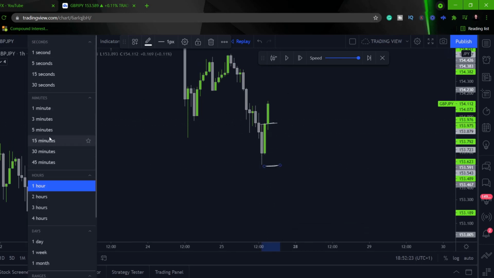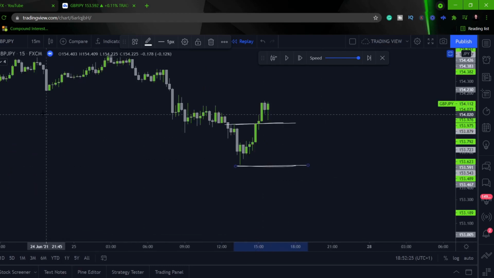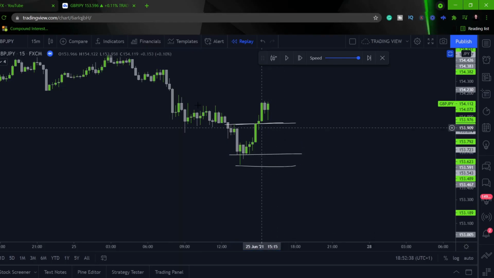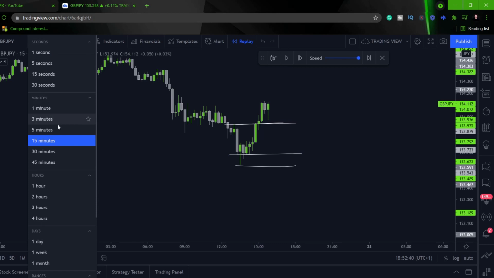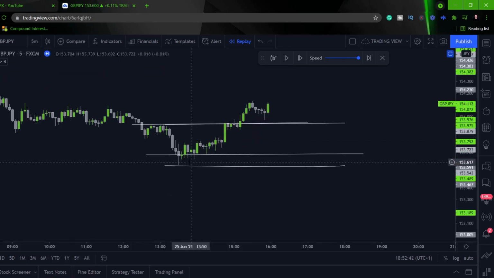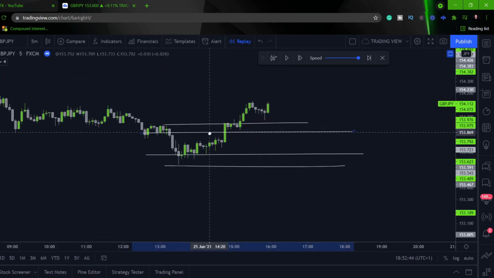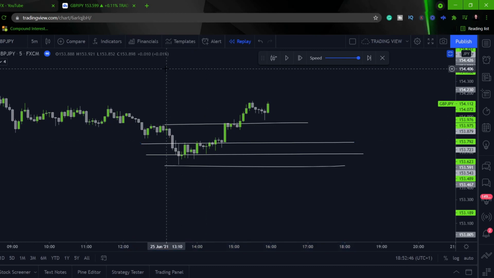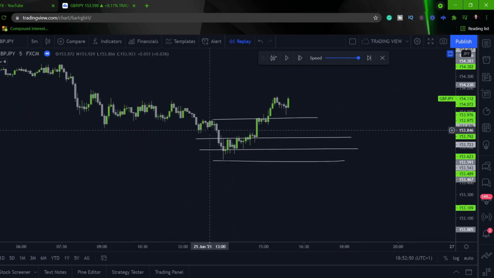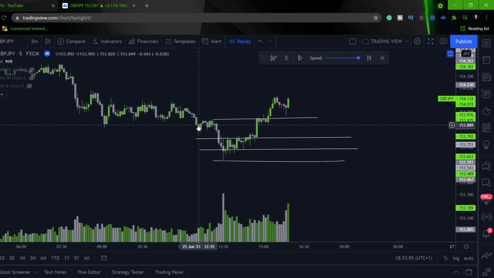But then if I move to a 15 minute, now that is the last down candle before the up move. If I drop down to a 5 minute, now this is the last down candle before the up move. You see how there's a lot of confusion there, whereas I like to look at where the sell started to happen.